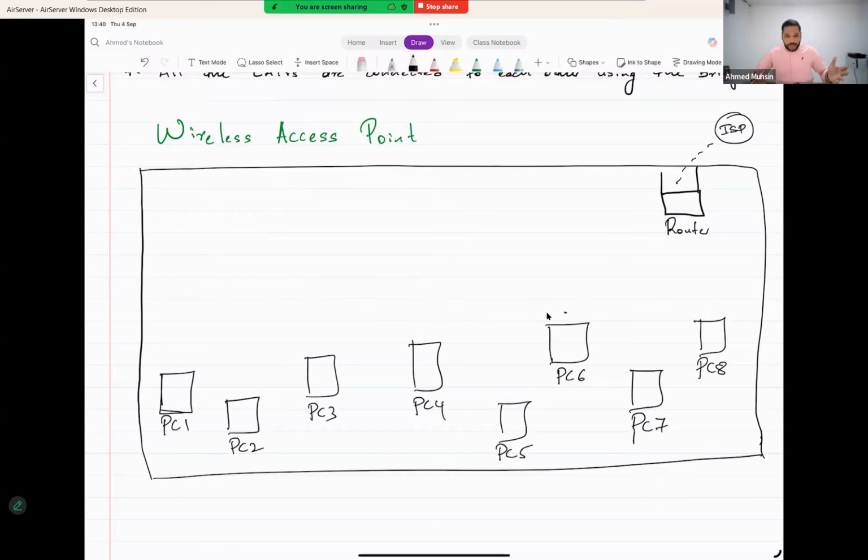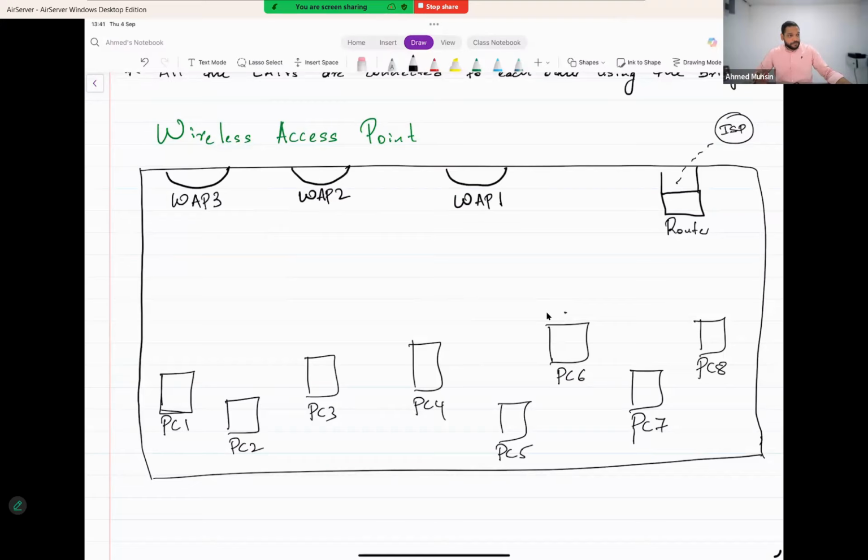Guys, even though in the diagram it looks small, I want you all to imagine real life, like a massive space. A router alone will not be able to cover it. So instead, what can you do in between? You can have a gadget called a wireless access point. For example, somewhere over here you can have WAP1, somewhere over here WAP2, and somewhere over here WAP3.